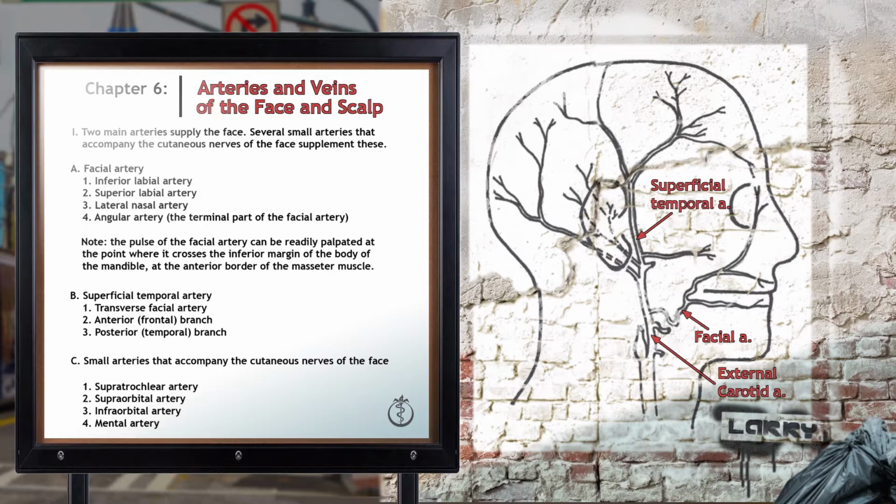Along its course, the facial artery will give rise to inferior and superior labial arteries running into the inferior and superior lips, respectively, a small lateral nasal artery, which runs over to the external nose, and finally, an angular artery, which is the terminal part of the facial artery. And the angular artery runs up again into the small angle between the medial canthus of the eye and the side of the nose.